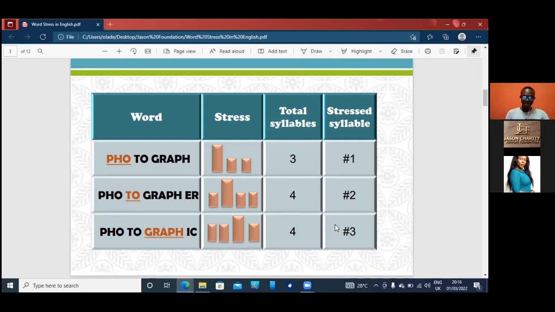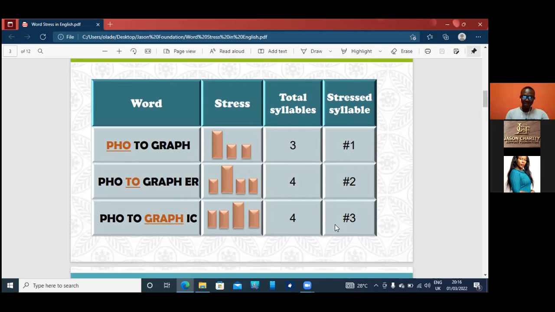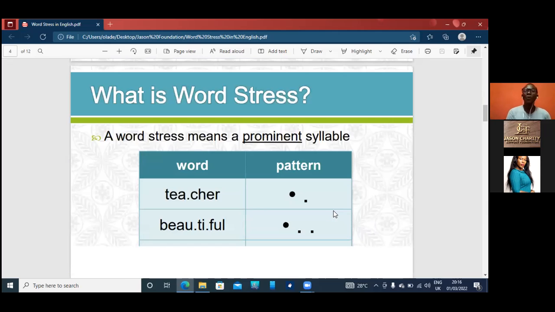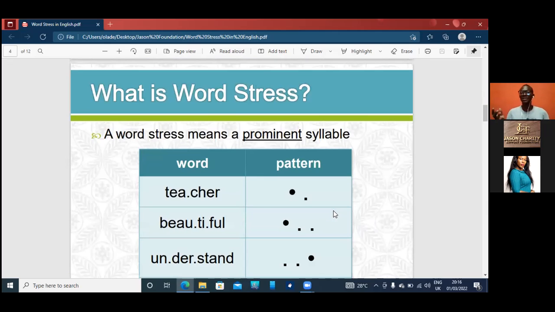Now, to understand stress, it is important that you understand sounds in English, phonetic sounds. That is important before moving to stress, but I wanted to attend to the question asked last week. So then, what is word stress? Word stress means a prominent syllable. The syllable that is the longest, that is the most stressed, is the prominent syllable. And you can see the marks here.